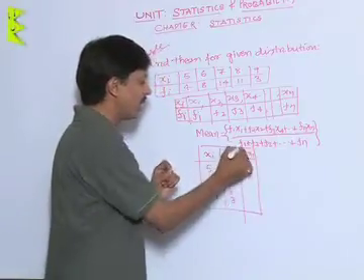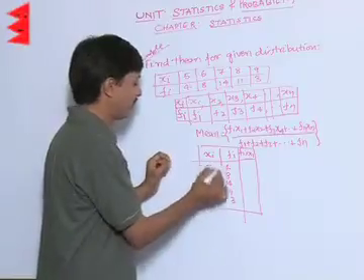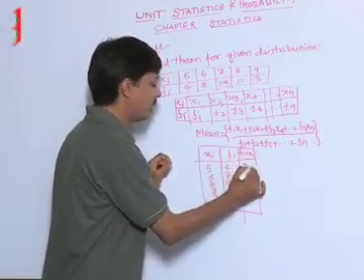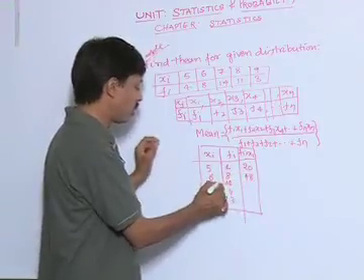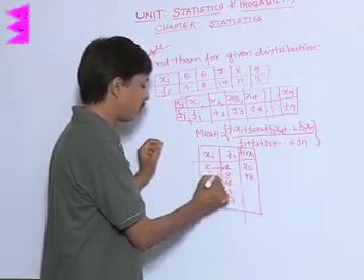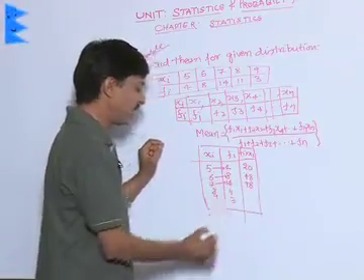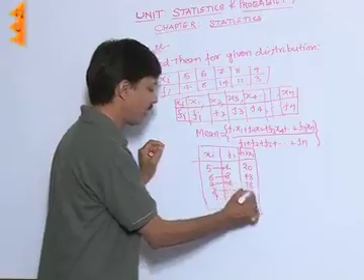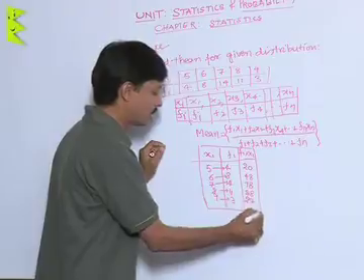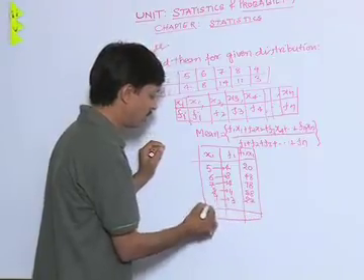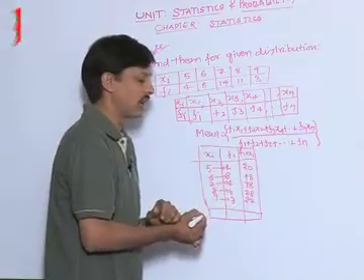We need to make one separate new column of fi into xi, that is 5 into 4 is 20, then 6 into 8 is 48, then 7 into 14 is 98, then 8 into 11 is 88, then 9 into 3 is 27. The sum of all the frequencies and the sum of all these fi into xi needs to be calculated.